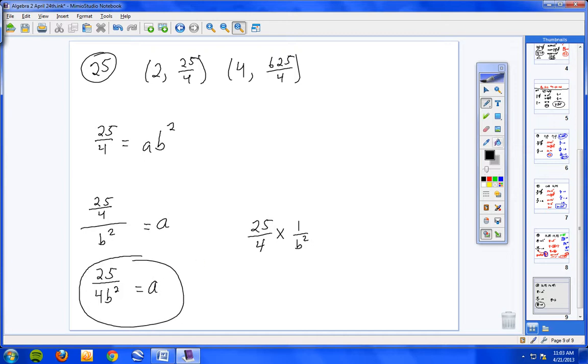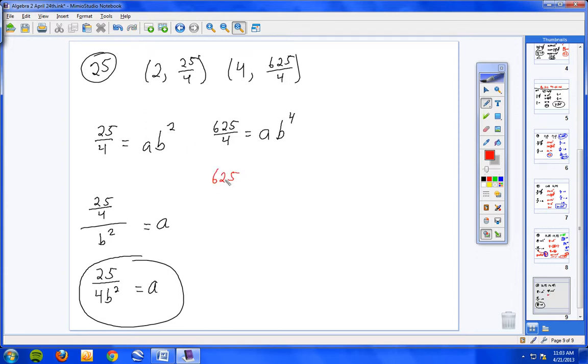Okay? All right, moving on to step 2. Step 2 says to substitute your other ordered pair in, so 625/4 equals a b to the 4th power. And then step 2 also says to substitute this expression in for a. So a equals 25 over 4b squared. We're going to put that in for a right there. All right, let's switch colors so it's not so difficult to see where we're at.